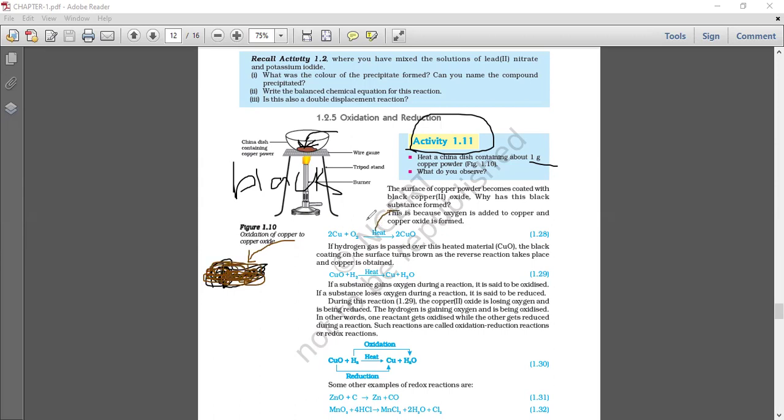Okay, so here we are giving heat energy, absorbing it, absorb heat energy. So again, this is an example of endothermic reaction. So these are called reverse reactions. Okay, so copper, when you heat it, oxygen is merged.